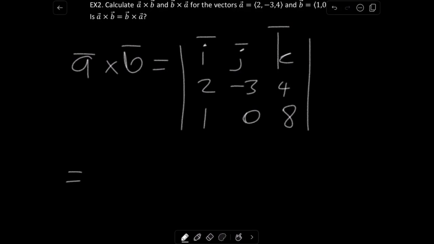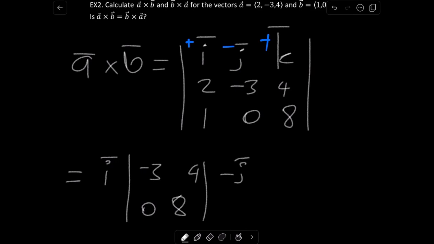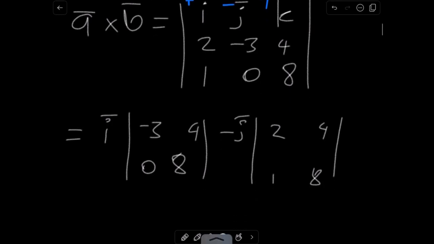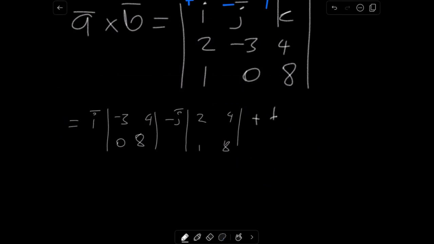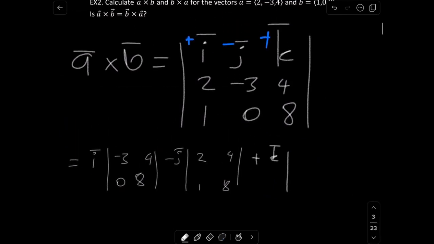So accounting for the checkerboard matrix, let's put that in there. It's going to be plus, minus, plus. So it's always plus the i vector minus the j vector plus the k vector. Okay, and the determinant of the submatrix will be minus 3, 4, 0, and 8, minus the j vector and submatrix 2, 1, 4, and 8. Okay, then we're going to add the k vector and we will account for the submatrix. So it is going to be 2, minus 3, 1, and 0.